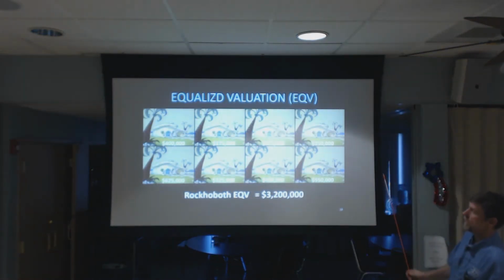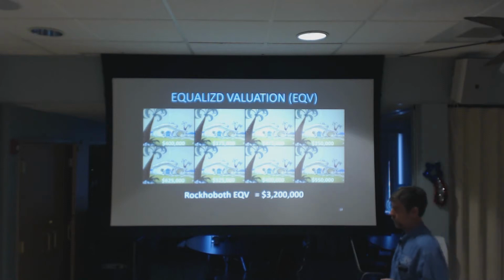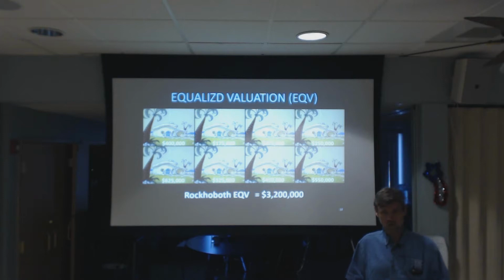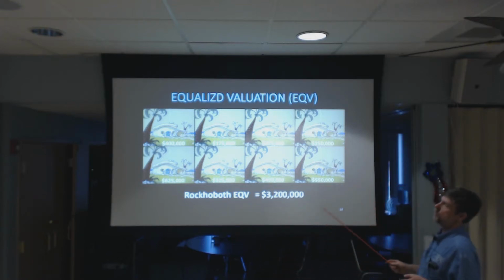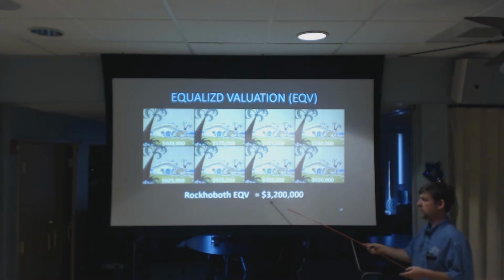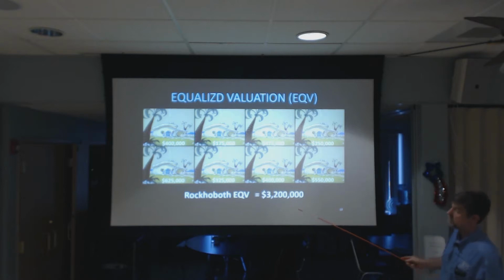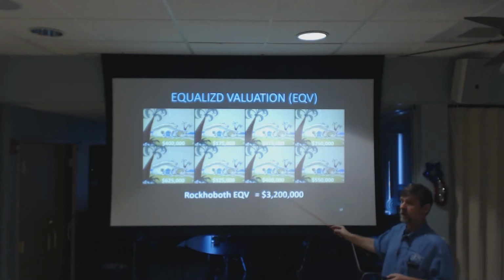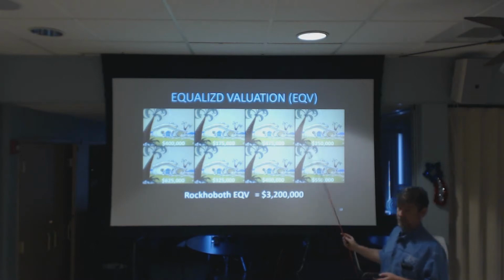So here we have an imaginary town called Rehoboth, which if many of you have ever excavated in northern Rehoboth, you're very familiar with. So in Rehoboth here, we have just 8 pieces of property. And each piece of property has a value, and when they're all added together, you get $3.2 million. So that's the EQV of all the property that's added together in town.